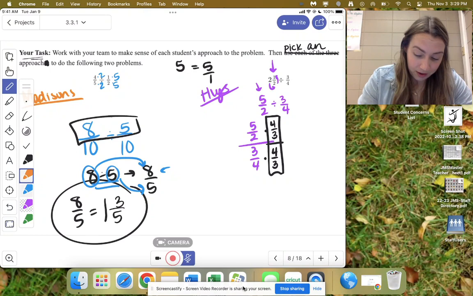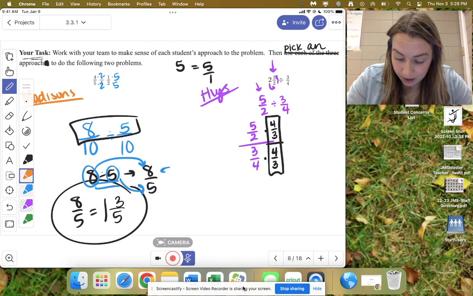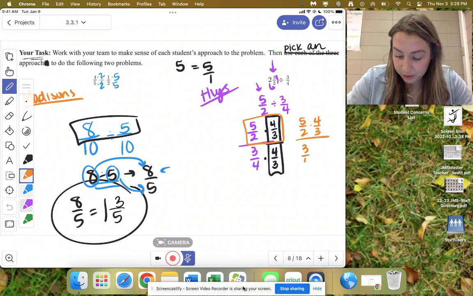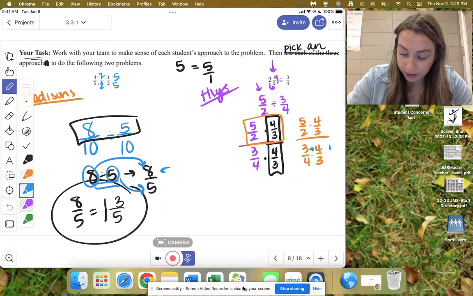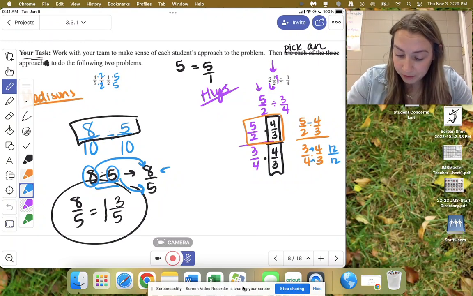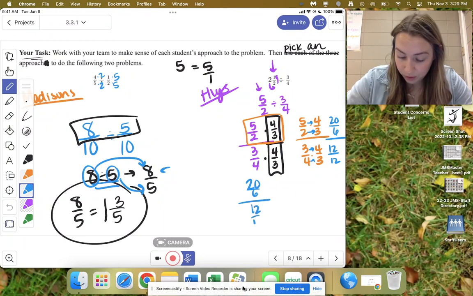So now if I multiply across, I'm going to keep this here. So I have 5 halves times 4/3 is my numerator, and my denominator is 3/4 times 4/3. If I were to multiply 3 times 4, I get 12, and 4 times 3, I get 12. If I multiply 5 times 4, I get 20, and 2 times 3, I get 6. So now I have 20 over 6 over 12 over 12.